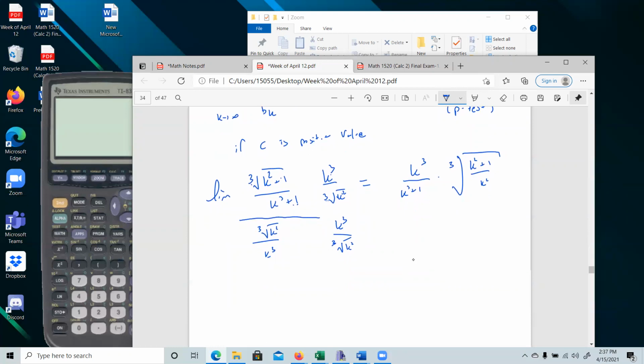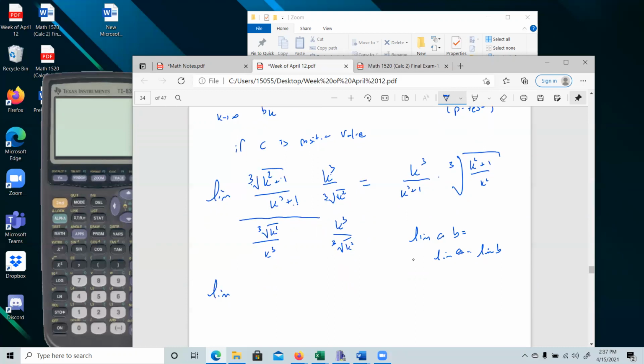Because that was a property of limits you learned way back in Calc 1. If you have the limit of a times b, that is equal to the limit of a times the limit of b. Limits are very forgiving with distributing over stuff or putting them where you need to. So we're going to abuse that right now.